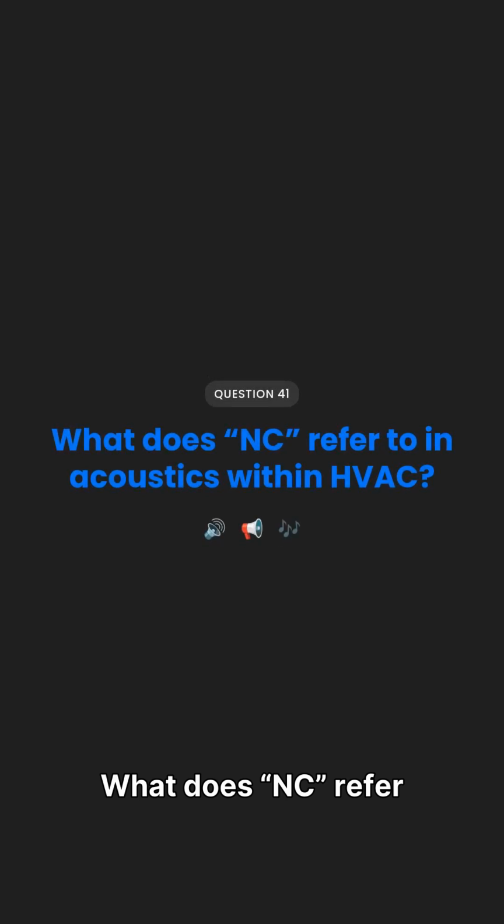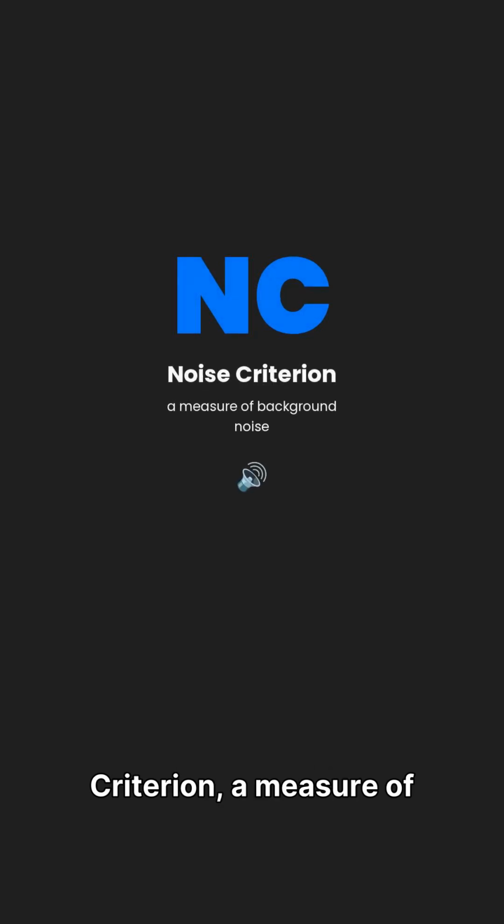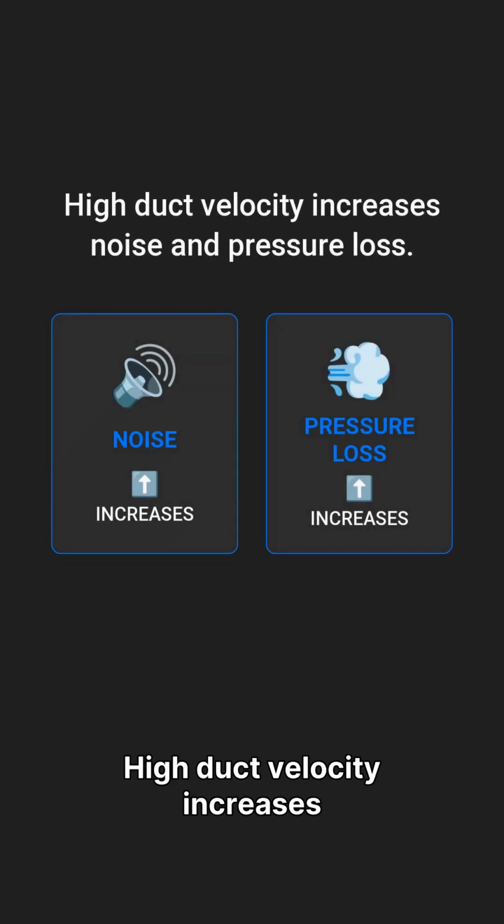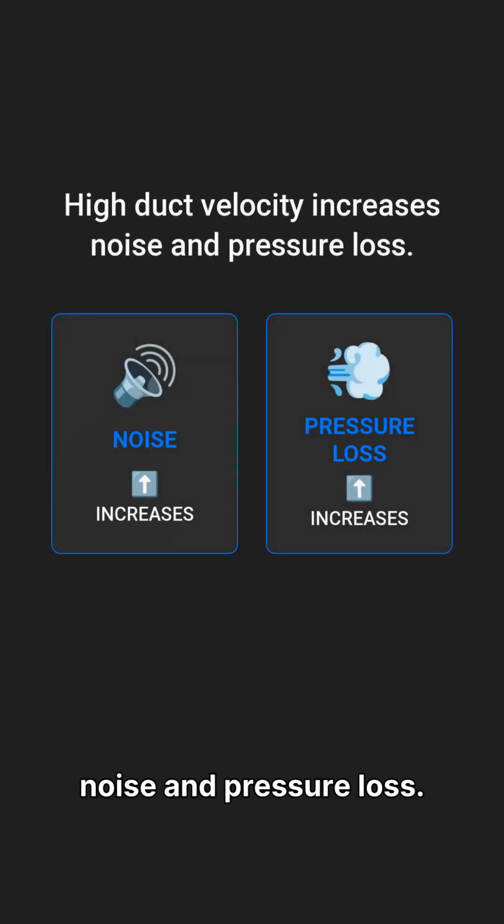What does NC refer to in acoustics within HVAC? NC refers to noise criterion, a measure of background noise. What happens if duct velocity is too high? High duct velocity increases noise and pressure loss.